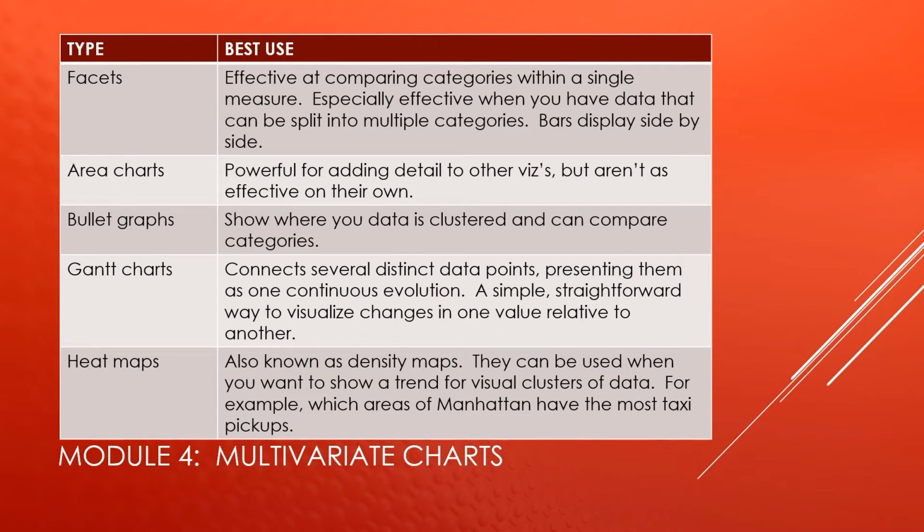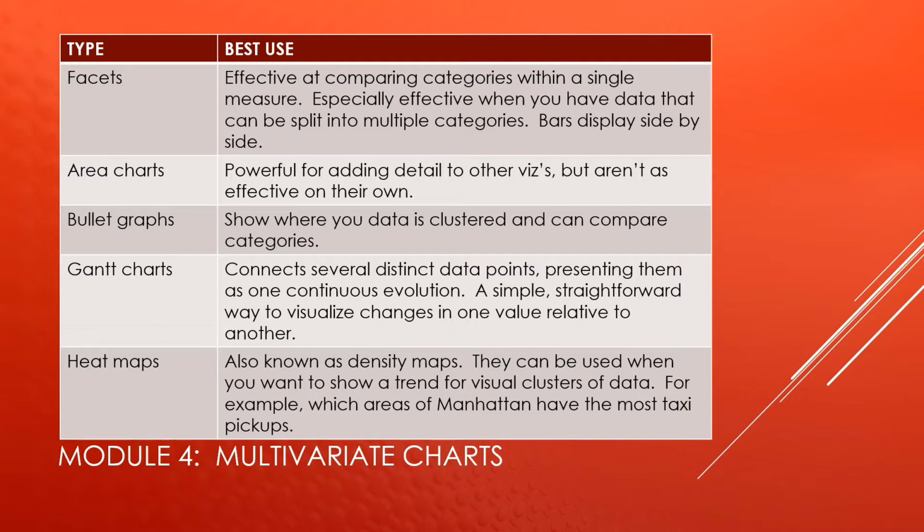So facets are effective at comparing categories within a single measure. It especially is effective when you have data that can be split into multiple categories. And the bars will display side by side. You also have heard of facets referred to as small multiples. So that's what a facet is in Tableau. Area charts are powerful for adding detail to other visualizations, but they're not as effective on their own. They're kind of like supplemental, like a table.